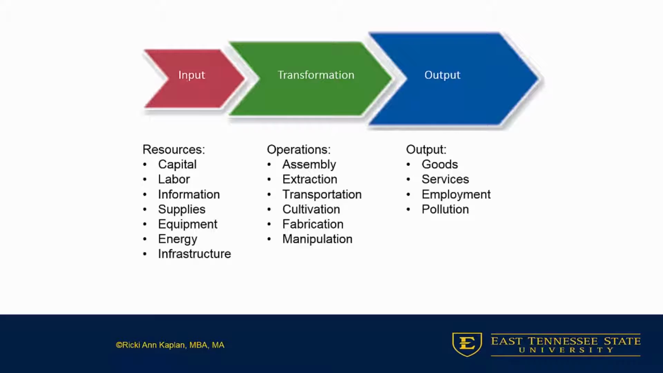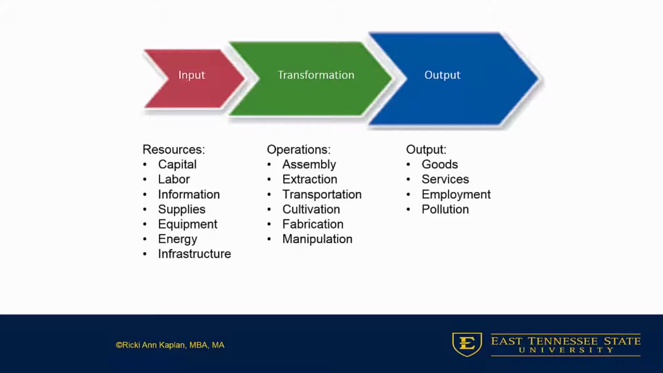The transformation is our actual operation. It's assembly of products. Extraction. If you're in the medical field, you can be drawing blood and extracting platelets. Transportation of goods from one place to another. Cultivation, fabrication, manipulation. All of these work in the transformation of that raw material or input going to the output.